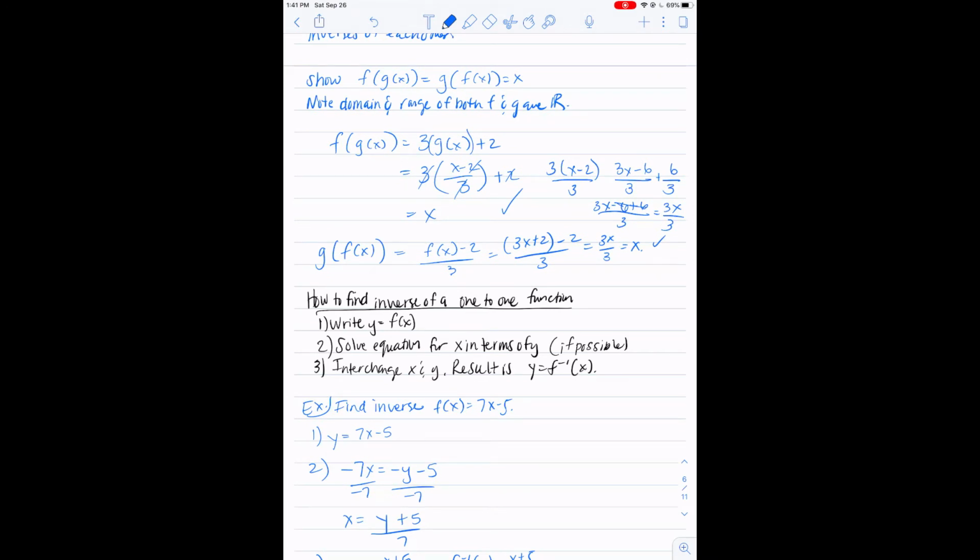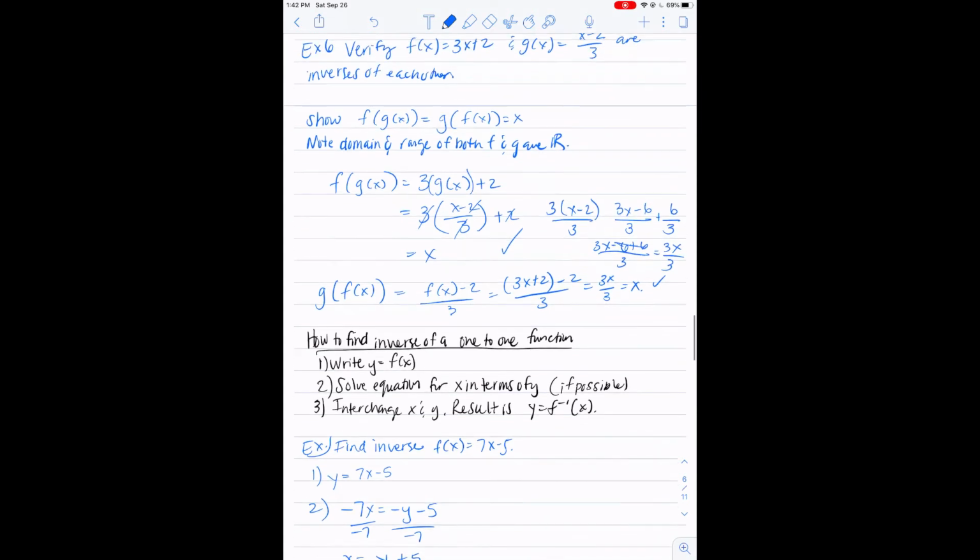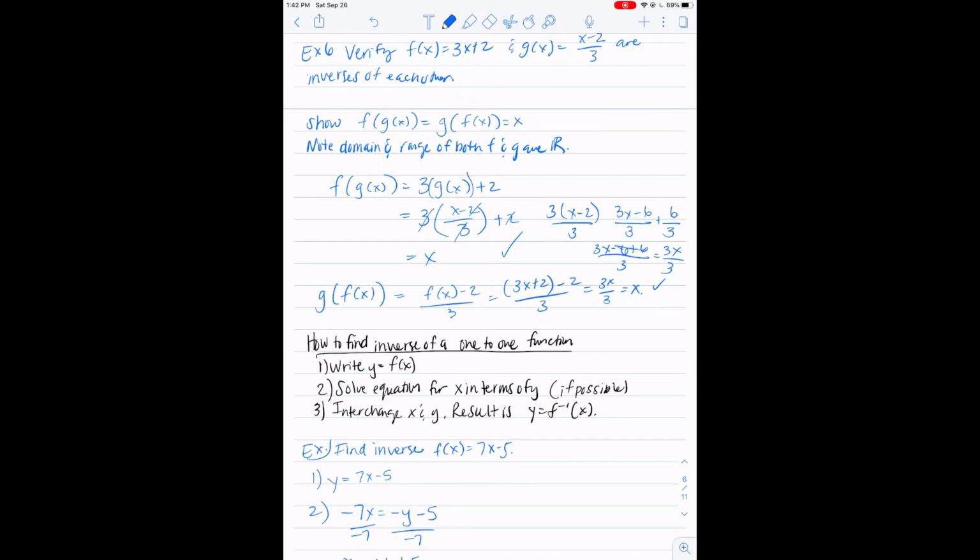And then doing g of f of x, we're plugging in f of x into x minus 2 over 3, which is 3x plus 2 minus 2 over 3. Our 2's cancel, and then we're left with 3x over 3, and so we have x. So they are inverses of each other, so put verified.